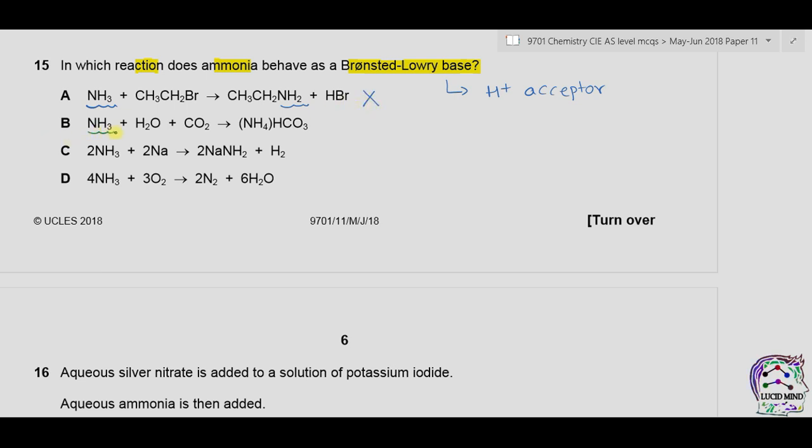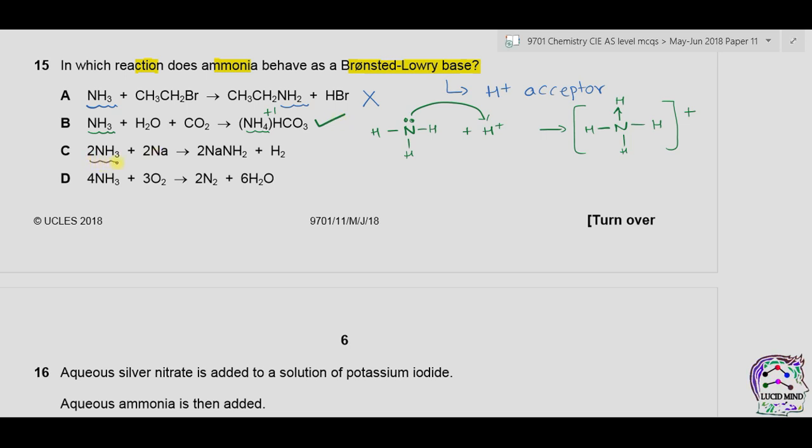In B we have NH3 and then it changes into NH4, ammonium bicarbonate, so the charge on NH4 is +1. So from NH3 we know that it had one lone pair of electrons which was given to H+ to form NH4+. So as it is accepting a proton, therefore in B it is behaving as Bronsted-Lowry base.